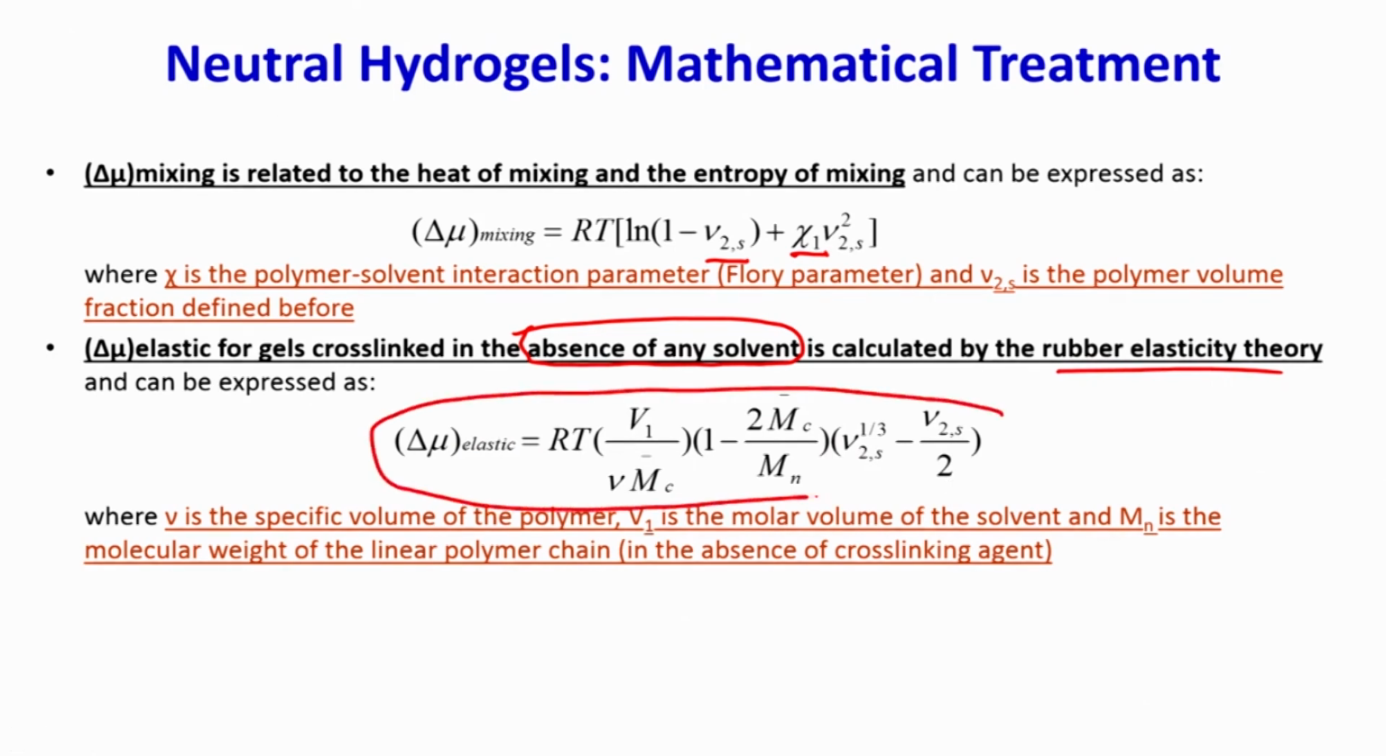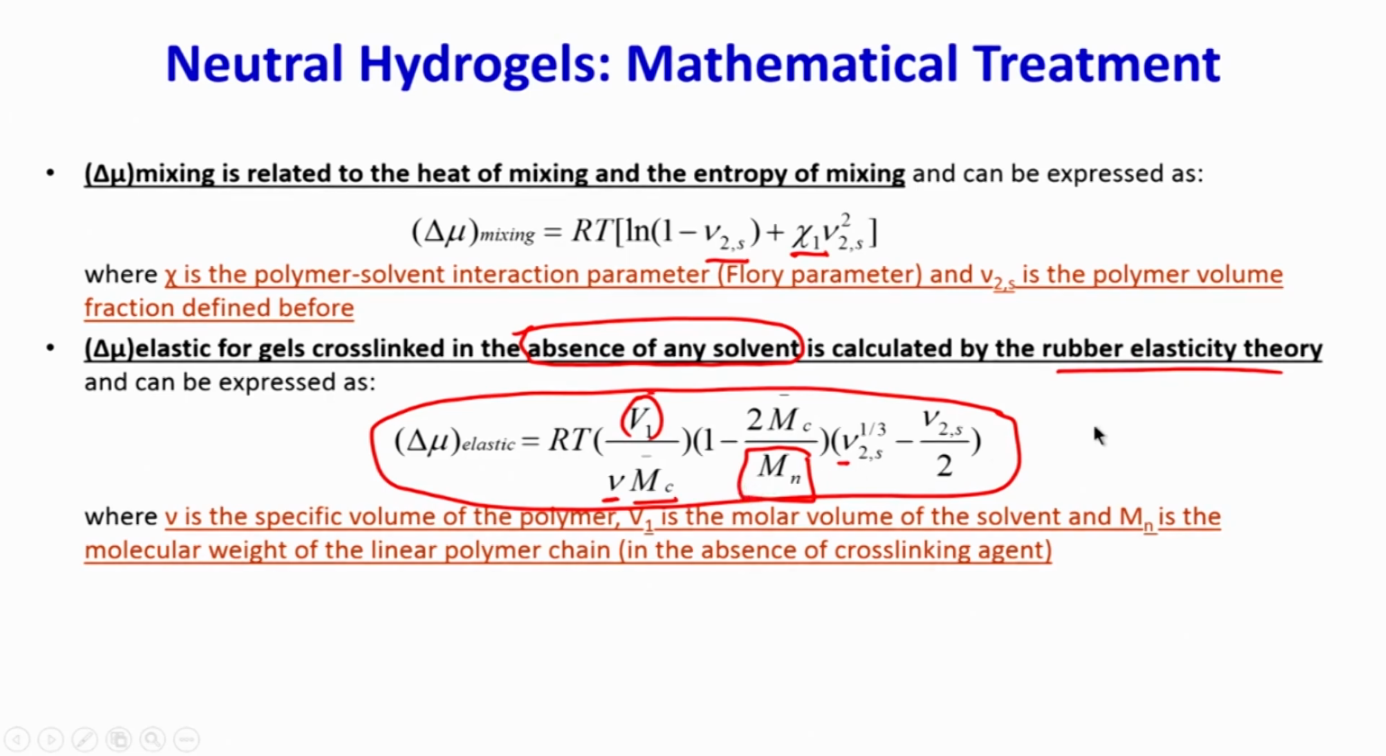delta mu elastic is then expressed as this term, where again now we have defined a couple of terms. So, this is the specific volume of the polymer. So, essentially what is the specific volume of the polymer itself. V1 is the molar volume of the solvent. So, it then defines how much of the solvent is there. Mn is the molecular weight of the linear polymer chain. So, this is essentially how big your chain is. And what is Mc? Mc we have defined before is the distance between the cross links.